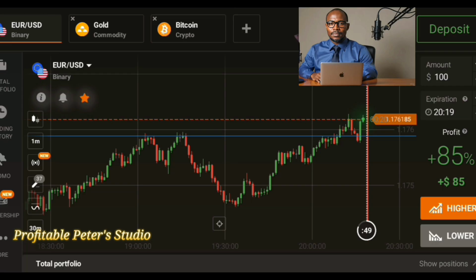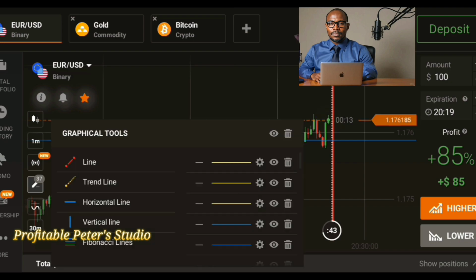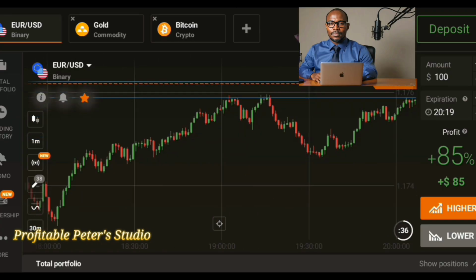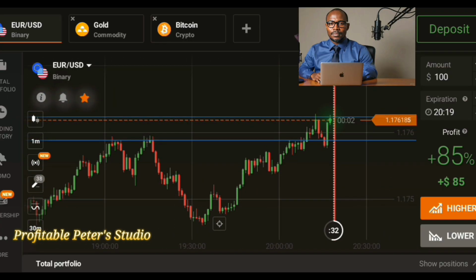All right, so the next candlestick is about closing. When you're trading binary options and when you're trading forex, you need to also be patient. Ensure you place your trade at the appropriate location. You don't just rush into taking a trade. You have to be patient to see the correct location to place a trade.